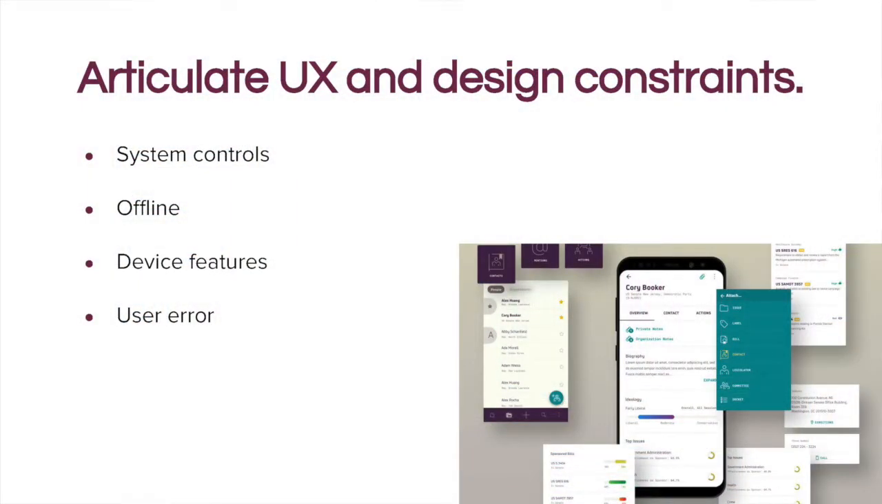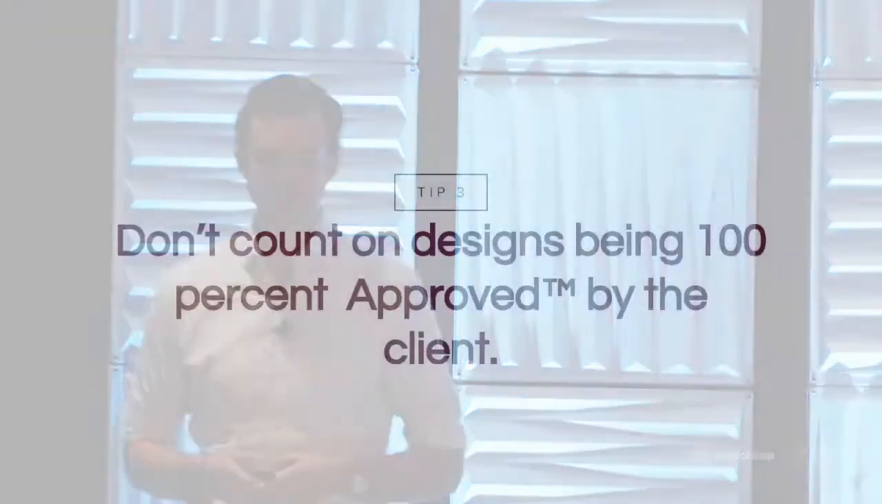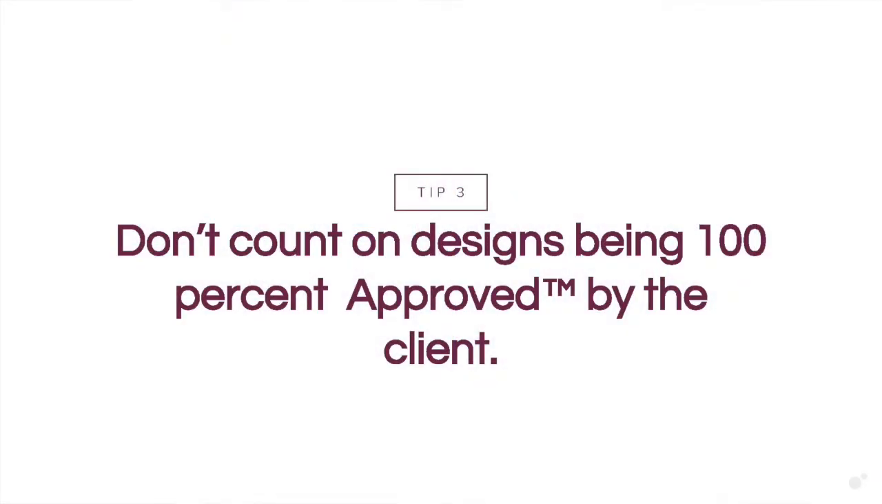What happens when the user is offline? Can the app access device features like the camera or the microphone? And then user error is also much more prominent, specifically for forms or typing or things like that, because the hitboxes are smaller.